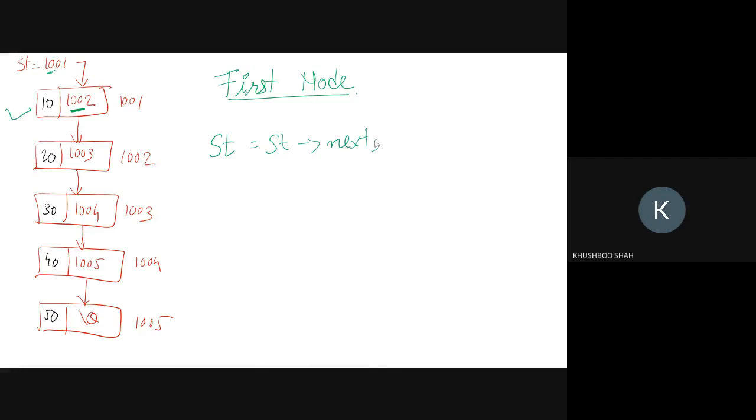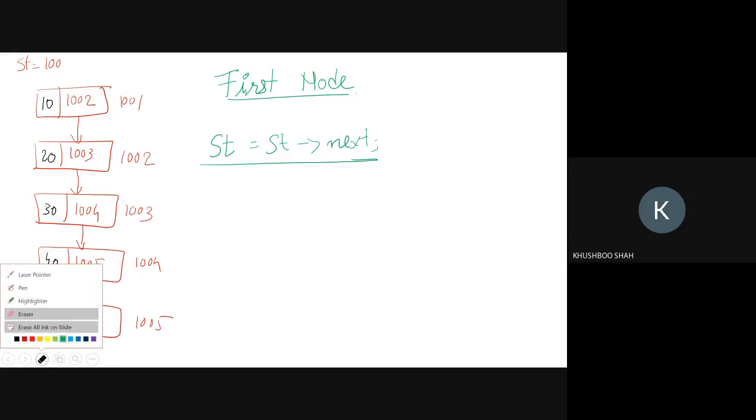One more thing you can do. See, after writing this statement, what will be the scenario of the linked list? It will be something like this, right? But we want a perfect linked list. So also I need to delete this thing permanently from the memory. Okay. What can we do for this?